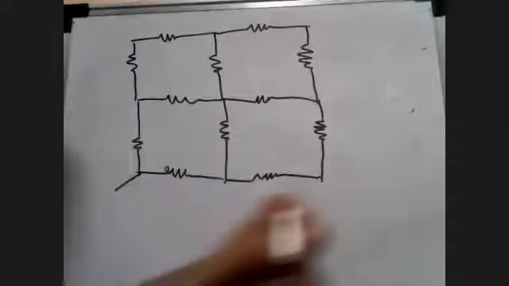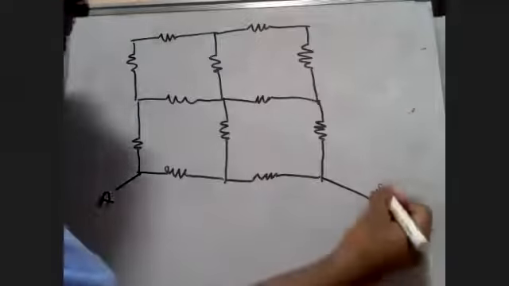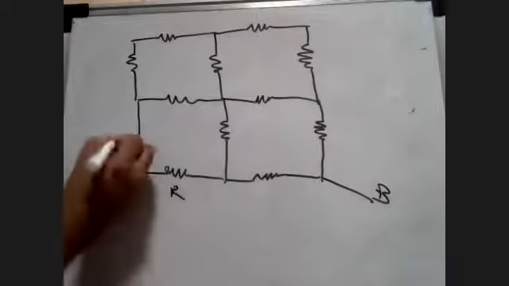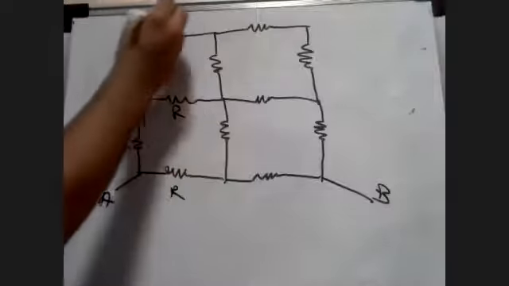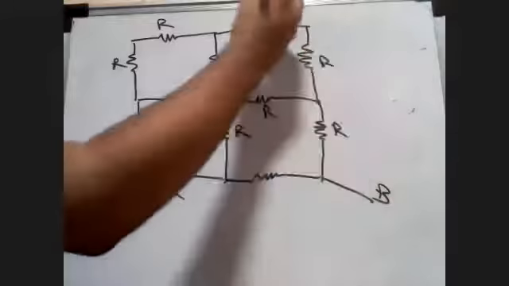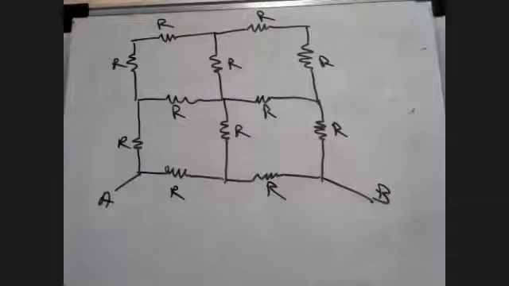What is my equivalent resistance across these two points, A and B? Quickly. Let's take this as R. We got very little time. All of you can respond. Will there be any branch neglected in this? Yes or no? Is there symmetry in this circuit? Yes or no? There has to be symmetry.